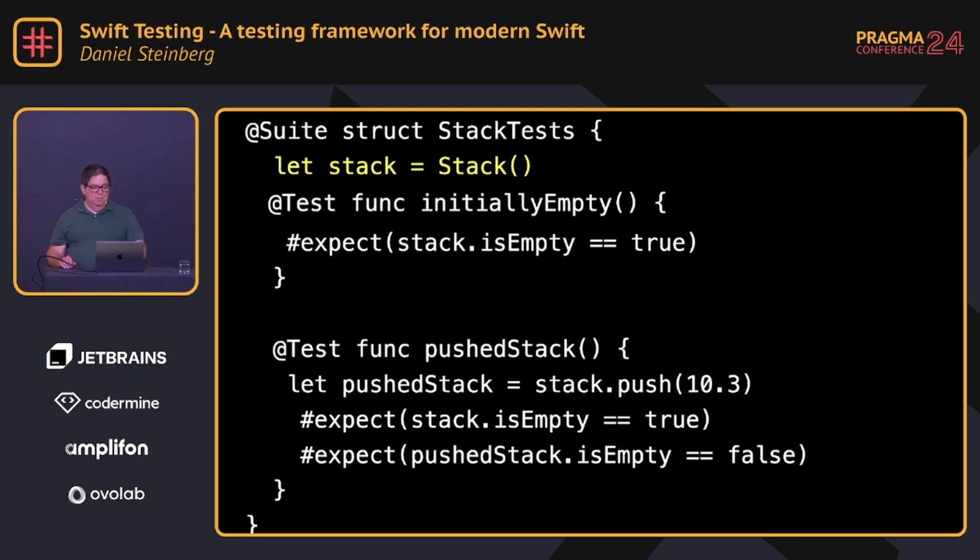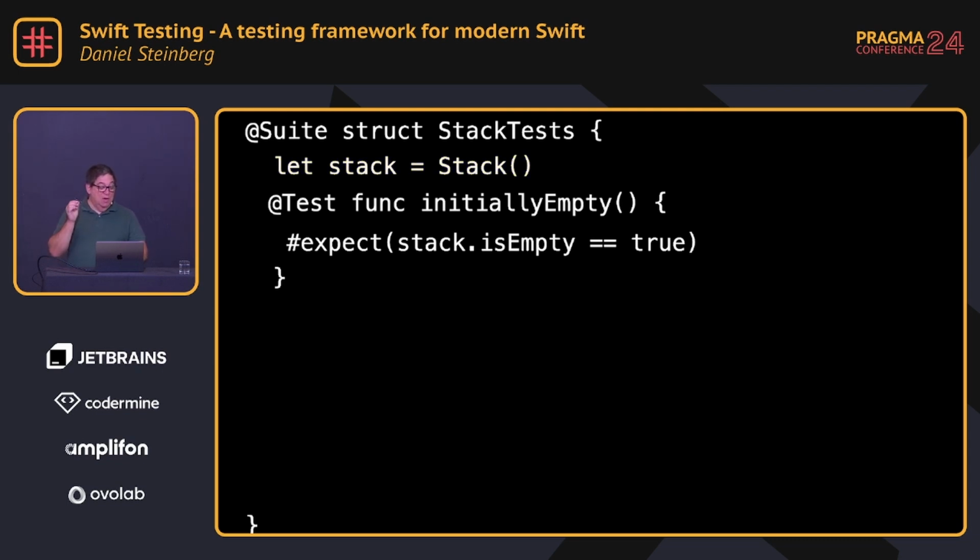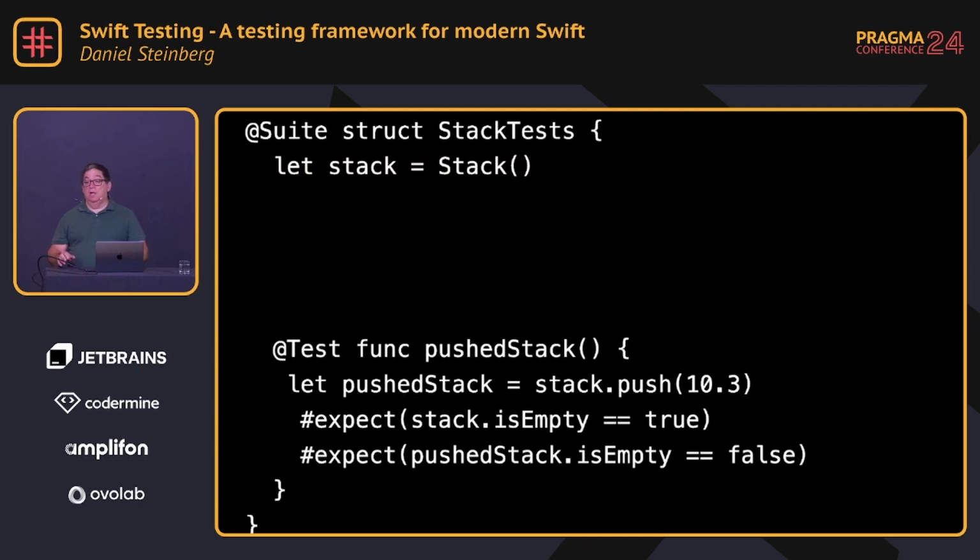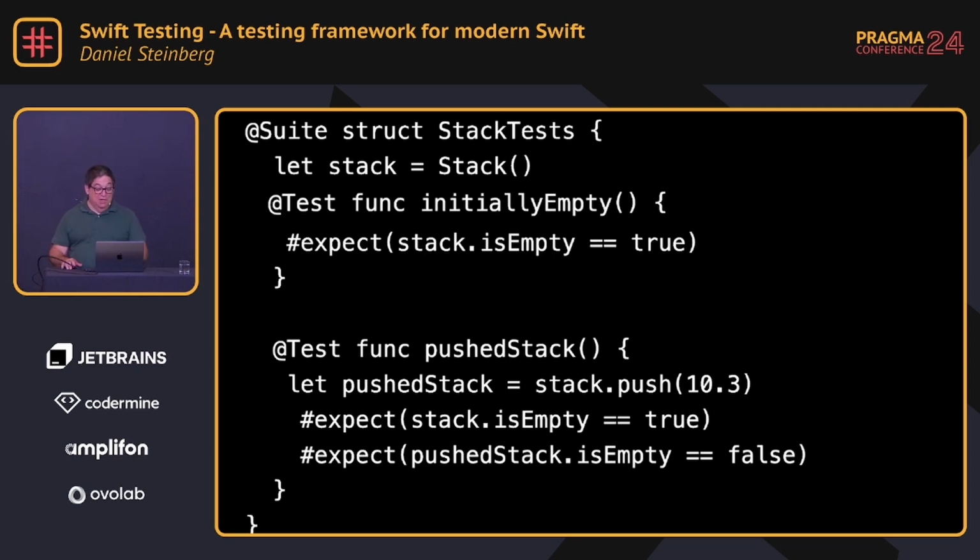You think, uh-oh, I'm sharing state, and the answer is no, you're not. The way these run is really clever. It's as if you have one instance of the struct with the initialization of the stack in the first test, and you have a whole separate instance of the struct that has the initialization and the second test. They run independently of each other. And so this is kind of a nice little feature of suites and structs.